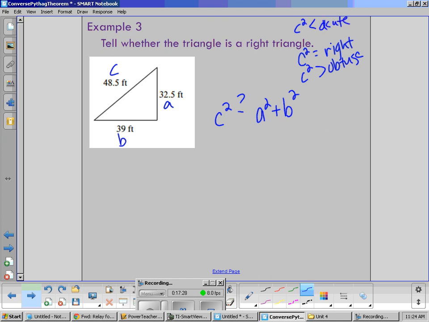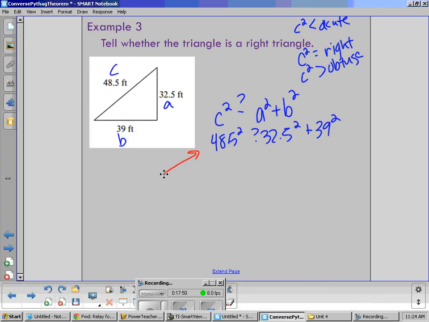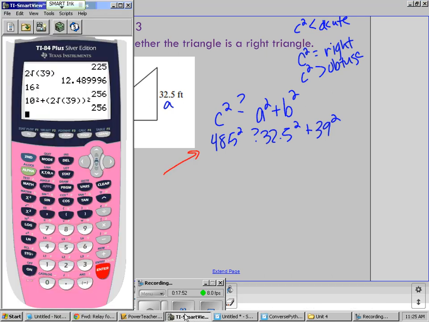So, C is 48.5. I'm getting ahead of myself. And I want to have what relationship to 32.5 squared plus 39 squared. Again, all you have to do is put it in the calculator, but it is necessary to write out this step. So, 48.5 squared gives me 2,352.25.